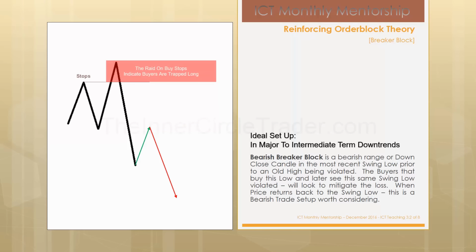The salient points are what we're looking for is an old high to be run out, or a false break above an old high. This raid on buy stops indicates buyers are trapped long. We know this is true when the market quickly does a repricing. That's seen here. Repricing lower after buy stops are taken is a confirmation that we are potentially seeing a new breaker forming.